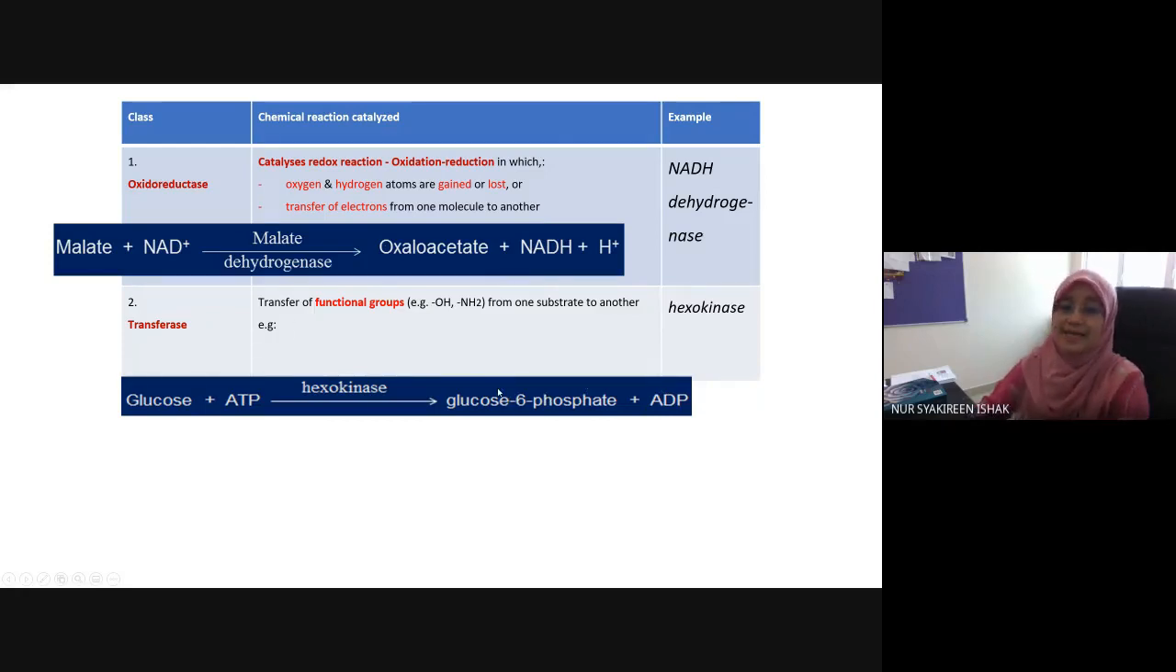Okay. Yang ini adalah one of the step that occurs in cellular respiration that we will look in chapter 5. Okay, next chapter ni. So ini adalah tindak balas yang sangat familiar yang awak akan sangat familiar bila kita masuk chapter 5 nanti. Sama juga dengan example yang pertama ni. Ini adalah salah satu tindak balas yang berlaku dalam cellular respiration. Okay.